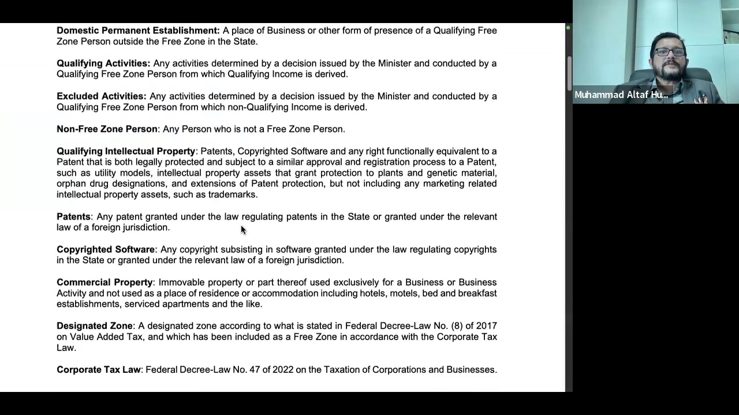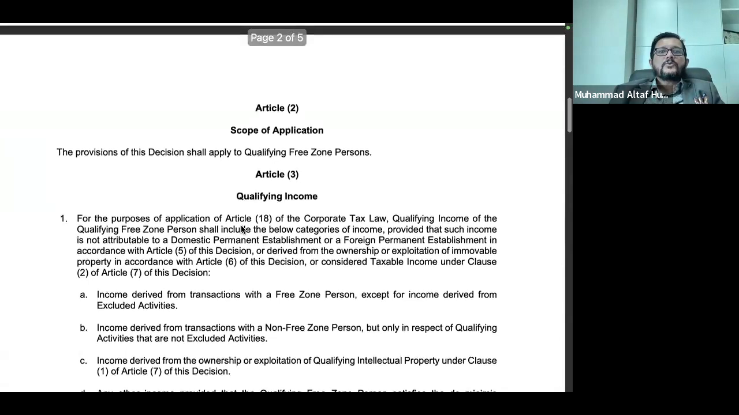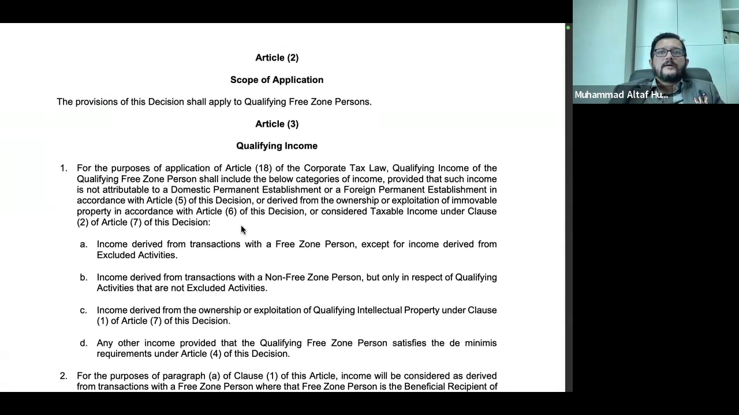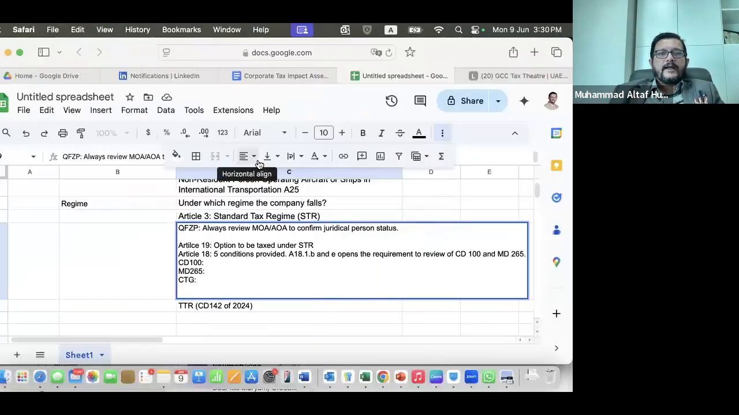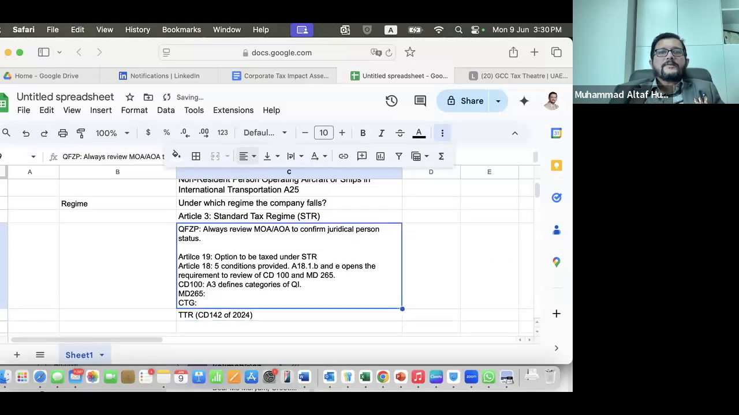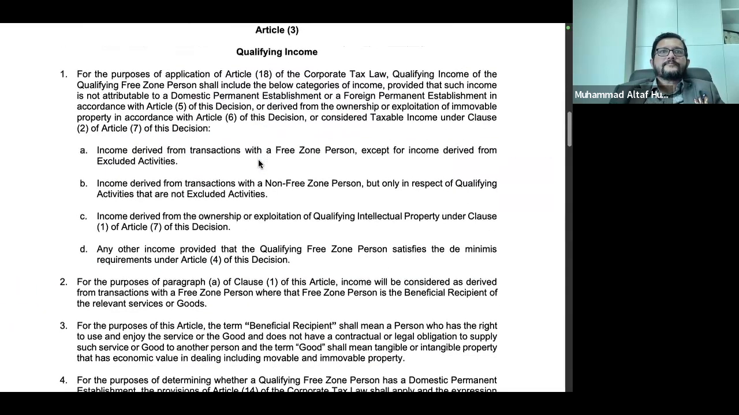What is the most important first thing that comes? Article 2 or Article 3? Article 3. So the first thing that this decision has is Article 3, which defines the qualifying income, categories of qualifying income, correct? How many categories can we think of? Four categories? Yeah, yes.